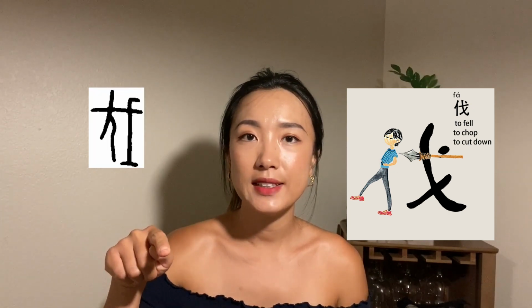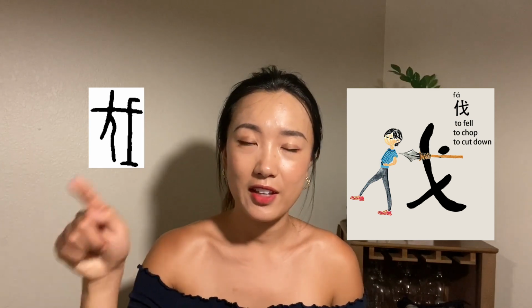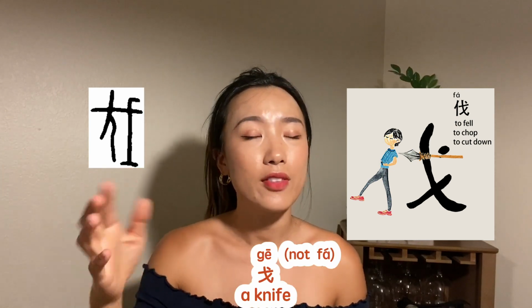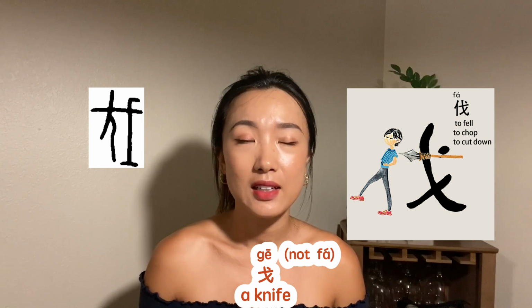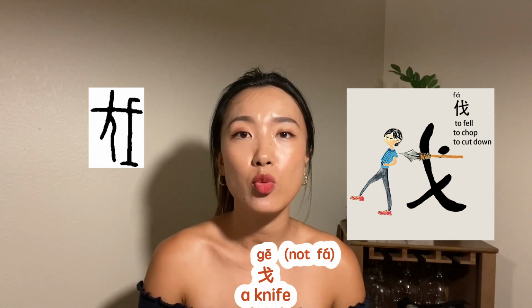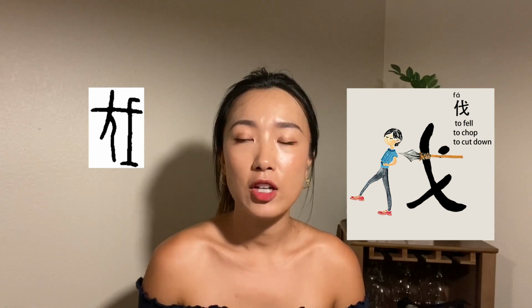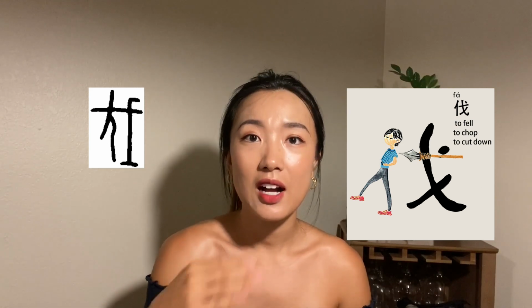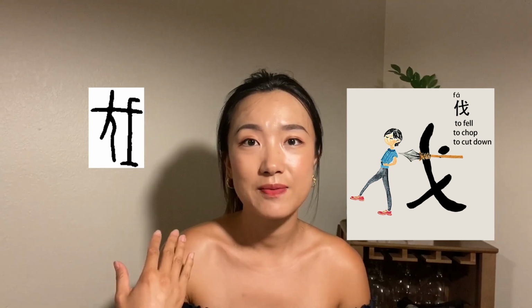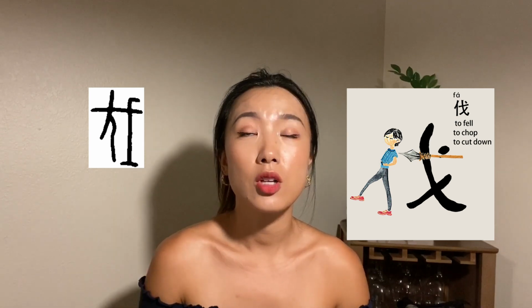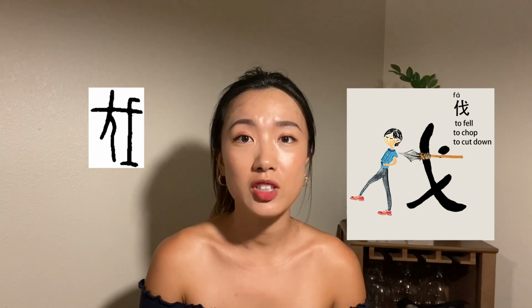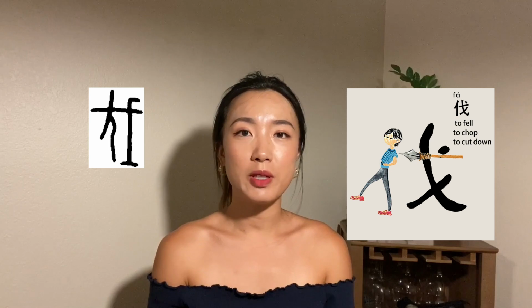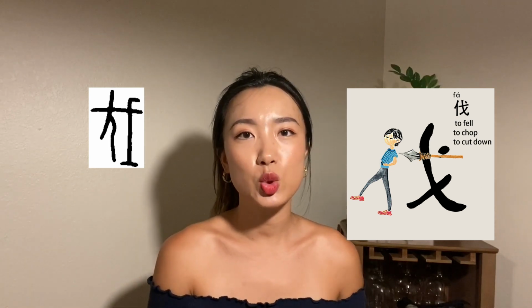There's a person on the left, and there is 戈 on the right. So 戈 means a type of knife, a type of weapon in ancient times. So by looking at this image, you can see a weapon being used, cutting a person's neck. So originally it means to use a weapon to cut or to kill people. Nowadays, it doesn't apply to people, so it applies to wood, to trees, 伐木.